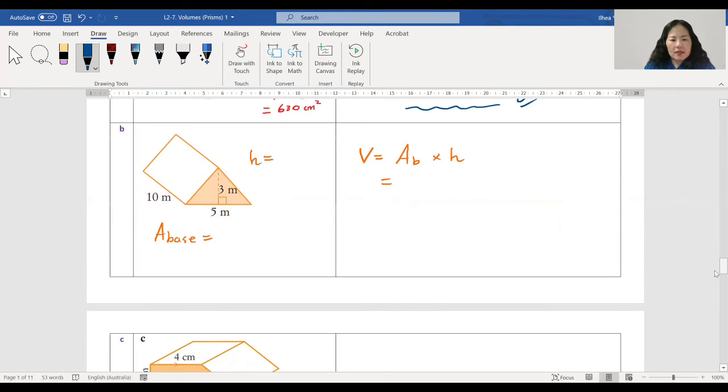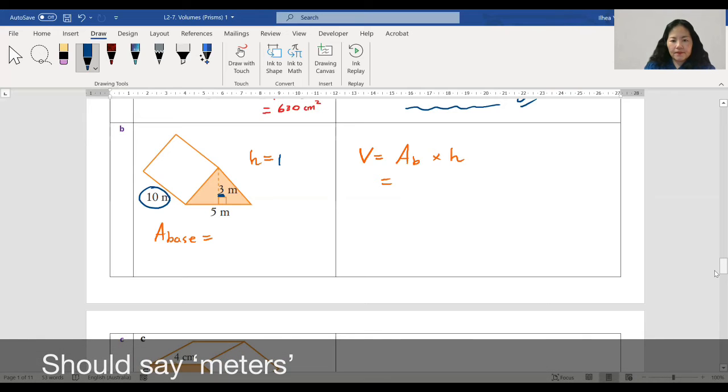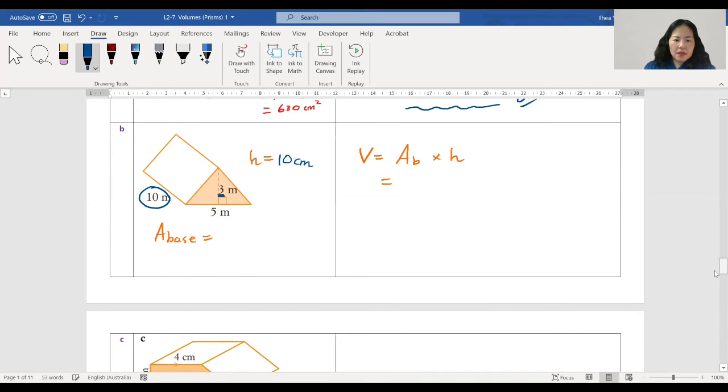Part B. Let's have a look at the triangular prism here. What is my height for the triangular prism? It's not 3. It's 10 centimeters. It has to be perpendicular to the base. Our base is the triangle. So be very careful when you pick the height, it has to be perpendicular to the base, not the height of the base shape. I want to find out the area of the triangle here now.